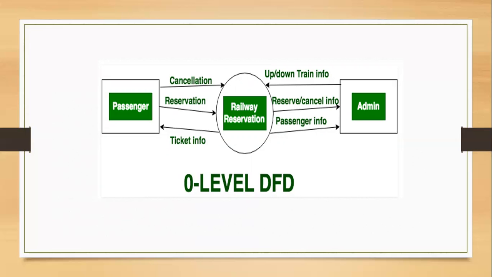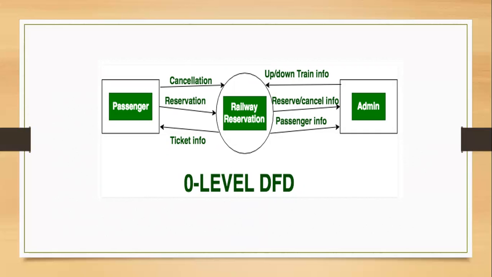The railway reservation process requests the admin whether this passenger information will be allowed or not. Then the admin will revert with the train info. The information will be transmitted to the railway reservation, and then the railway reservation transmits it to the passenger.